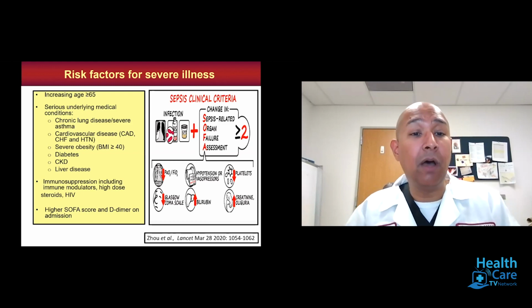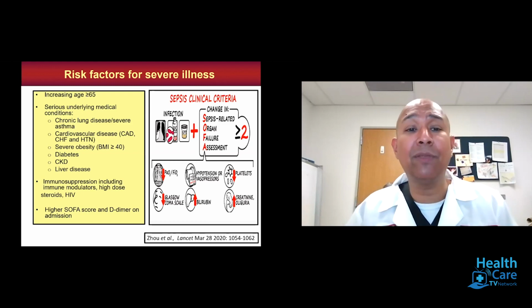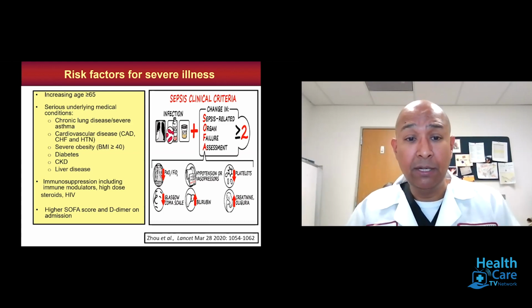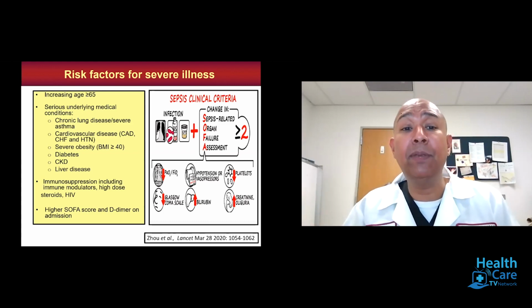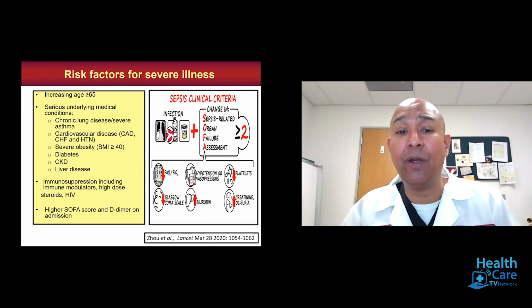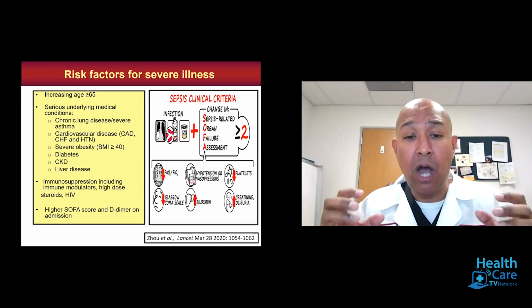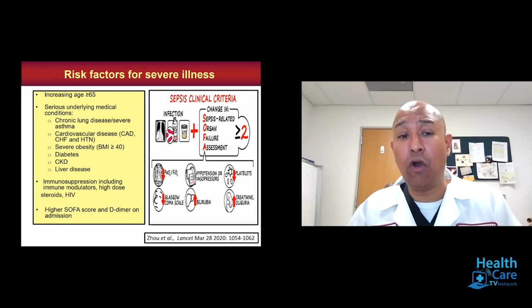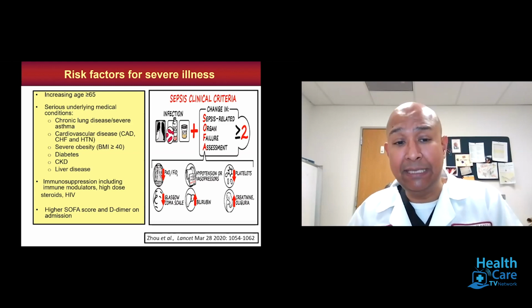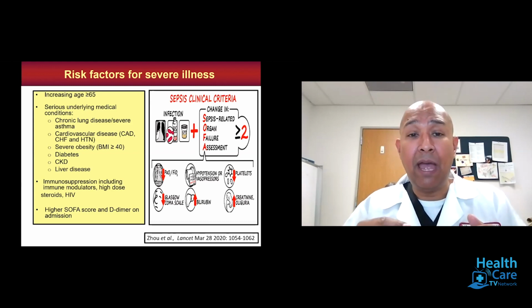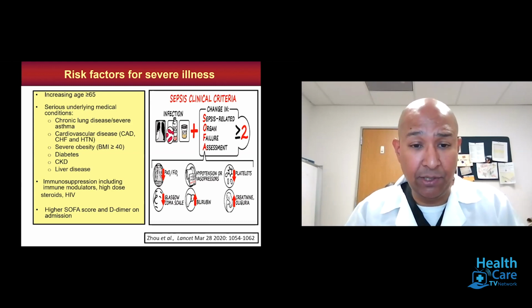When we talk about other things, severe obesity, we know that unfortunately obesity is a risk factor around the world when we talk about just generalized health. But being obese, I put a body mass index greater than 40, would put you at a higher risk for severe disease. Diabetes, one of the most common and severe risk factors for heart disease. Chronic kidney disease and even liver disease are all going to be risk factors when we talk about people having a severe course going to the ICU.